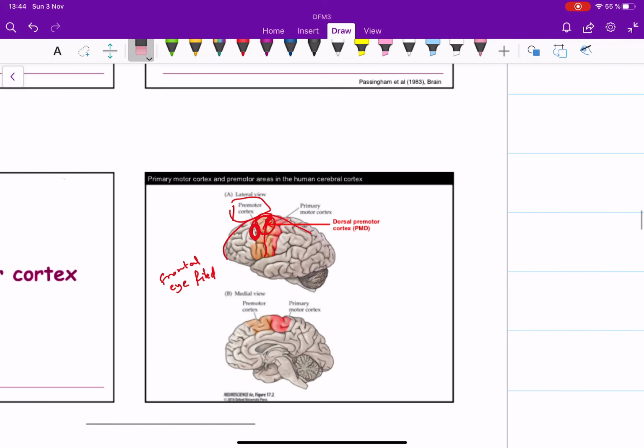And to remember that, we can relate it to the area which is nearby, the frontal eye field. So there is an integration between these two areas. Of course, they are close to each other and related to each other. So we can call it the visual motor integration.